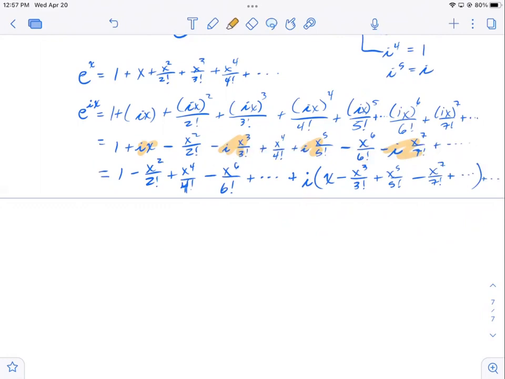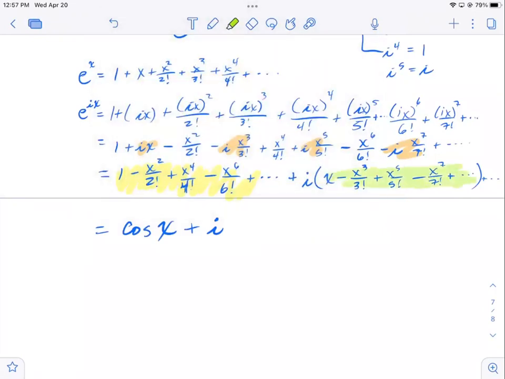Now, if you stare hard and long enough, you're going to recognize something. All the terms without an i: what's up, old friend? That's circular, not hyperbolic. That's cosine of x. Yeah. Plus i times, hola, amigo.